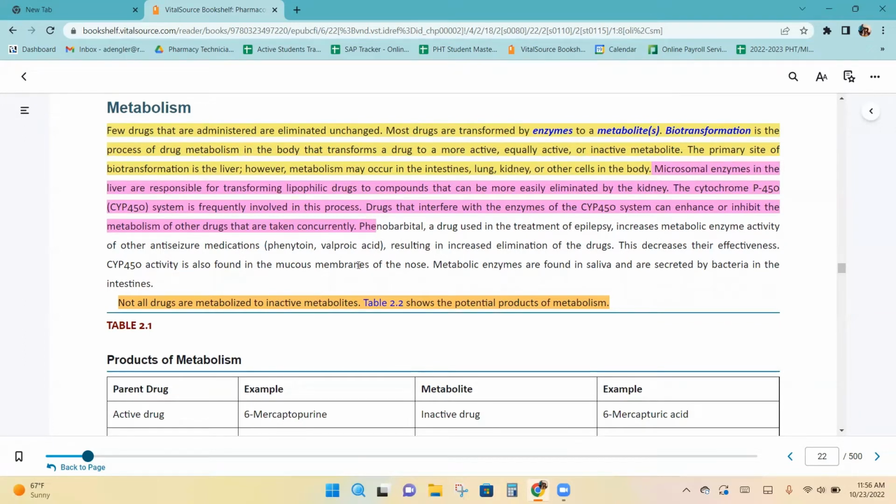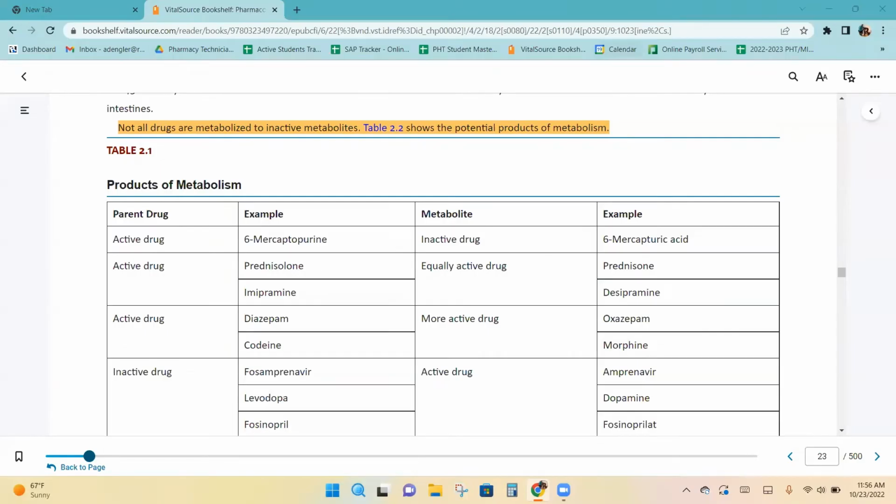So not all drugs are metabolized to inactive metabolites. Table 2.1 shows products of metabolism. So for example, the parent drug, prednisolone, the metabolite, the equally active drug is prednisone.